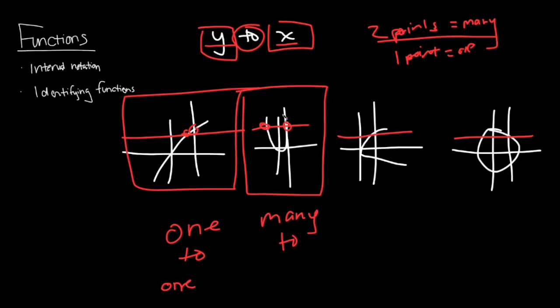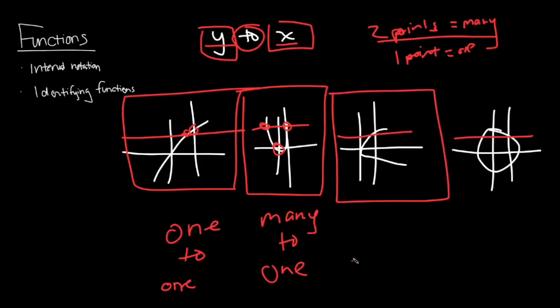Then 2, question mark. What is the question mark? It is x. So how many times does it pass through when you do a vertical test? It touches it once. So it is 1 point, which is 1. So many to 1. So this is the relation. It's called a many-to-1 relation.